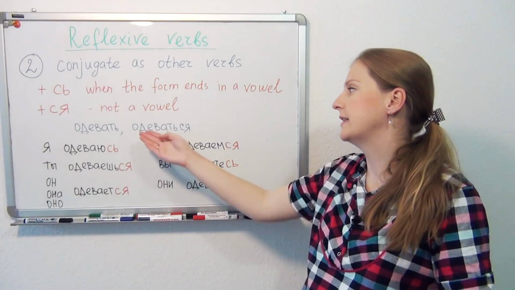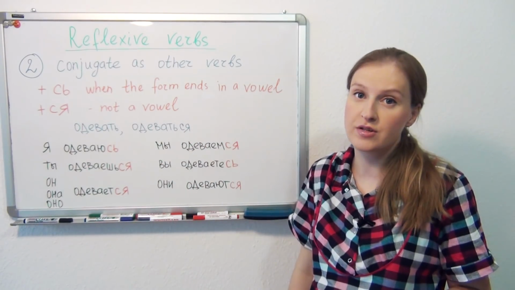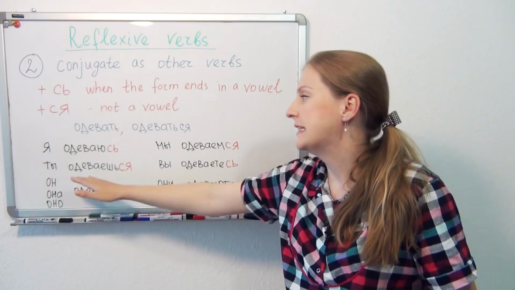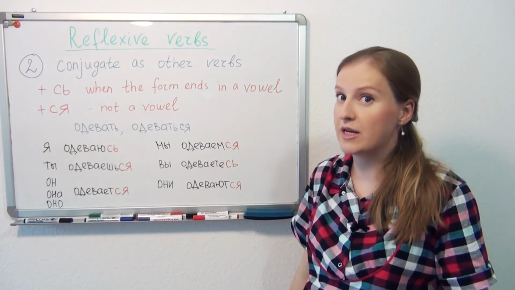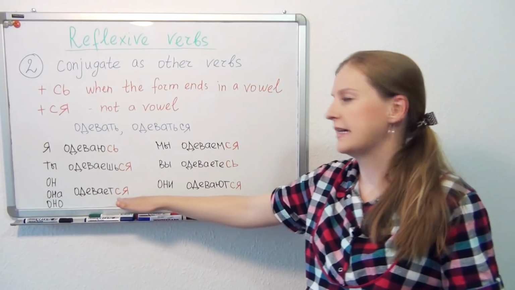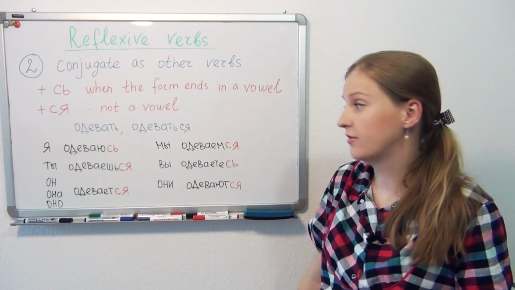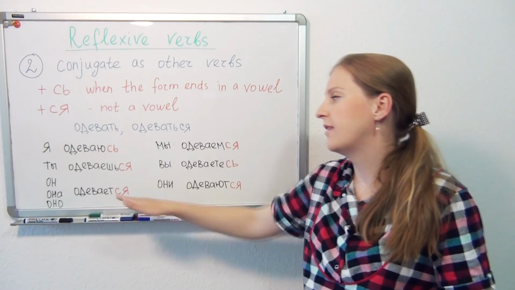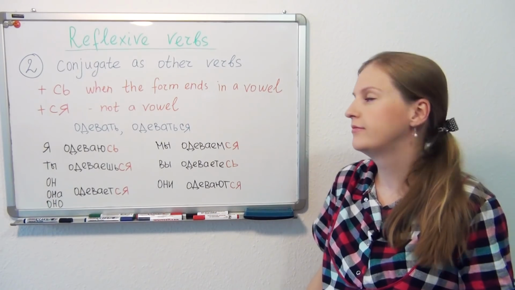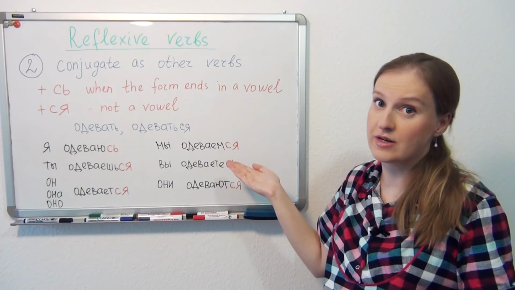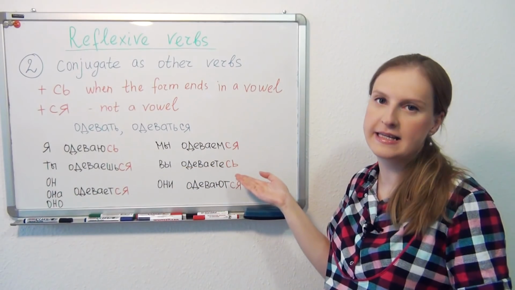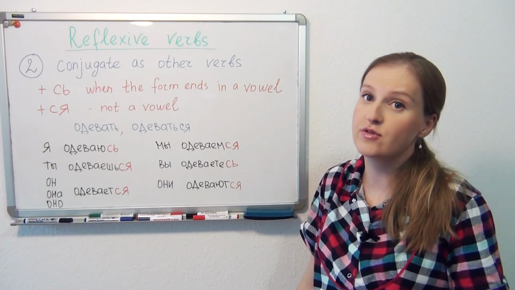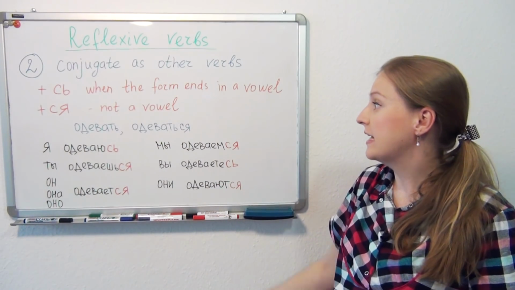So let's conjugate одеваться in present. To dress yourself. Я одеваюсь. I dress myself. Ты одеваешься. You dress yourself. Он одевается. He dresses himself. Она одевается. She dresses herself. Оно одевается. It dresses itself. Мы одеваемся. We dress ourselves. Вы одеваетесь. You dress yourselves. Они одеваются. They dress themselves. Okay, so that's it.